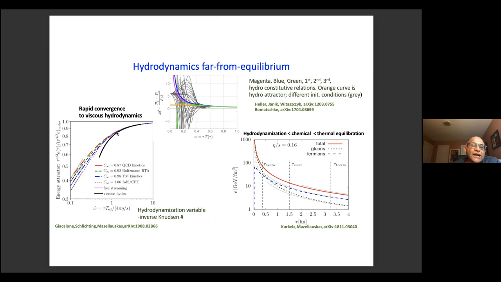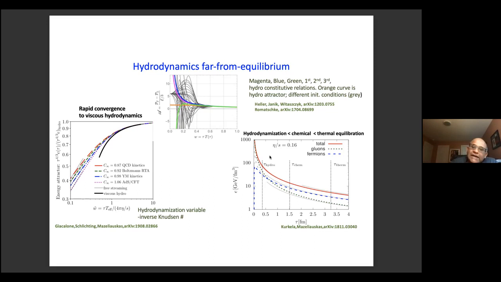But then you find that it's actually more precocious than what you assume. And you see that in a large variety of different kinds of models that one applies to such a system, from kinetic theory to AdS/CFT, you see some kind of precocious behavior indicating that hydrodynamics is maybe applicable far from equilibrium.